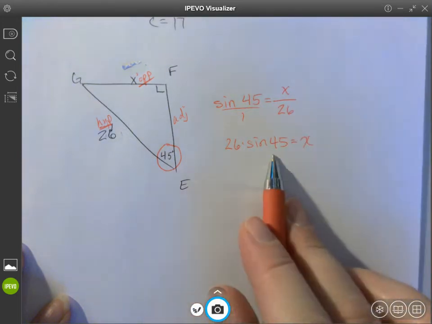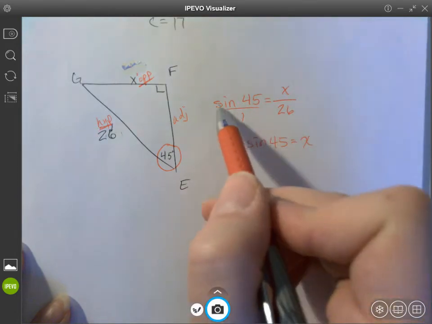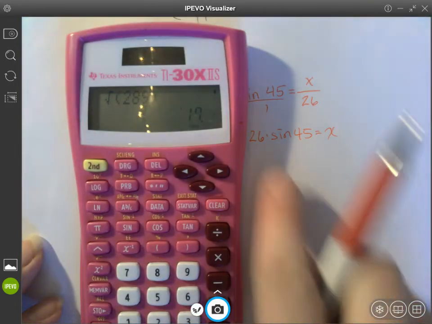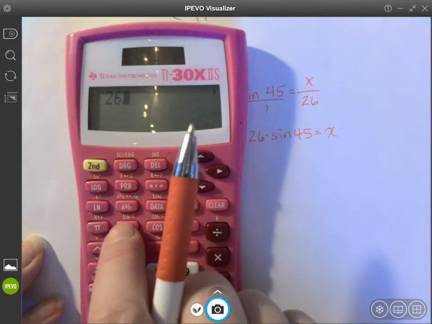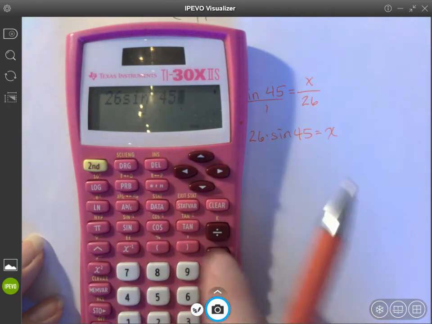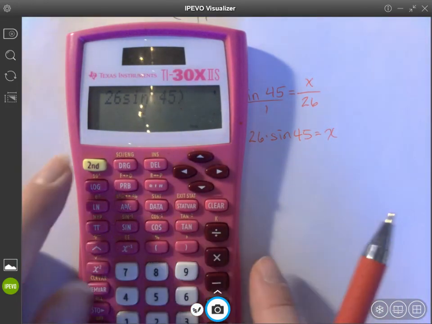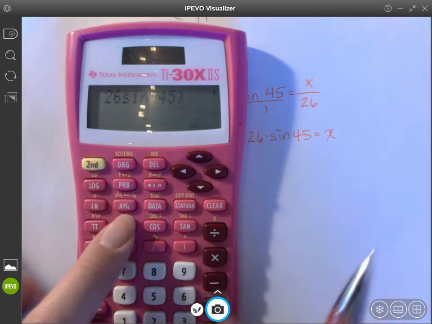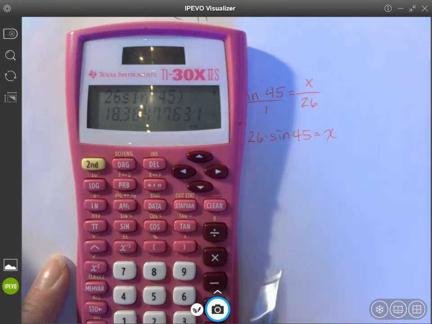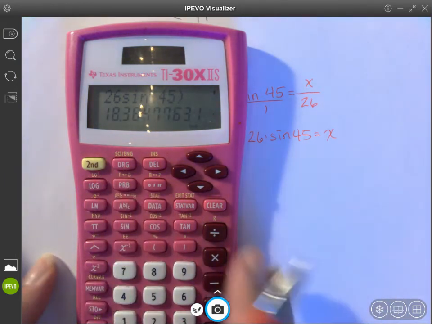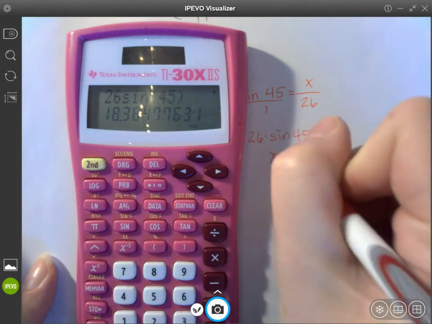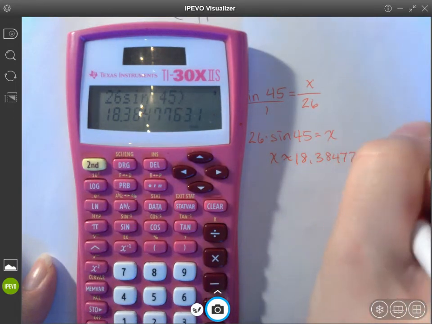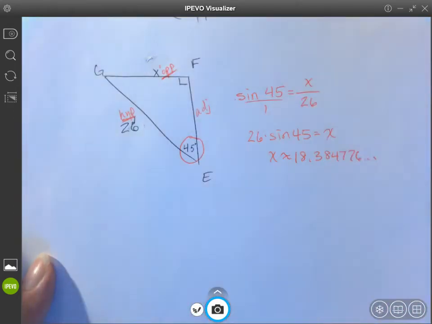All I need to do is type this in the calculator. Sine of 45 is a number, okay? So you're really taking 26 times sine of 45. Now remember, my calculator has the key. Some of you have to hit second, and there's a key that says PRB down here, and it has the trig with it. Hit enter, and we get 18.38. So x is approximately 18.384776.